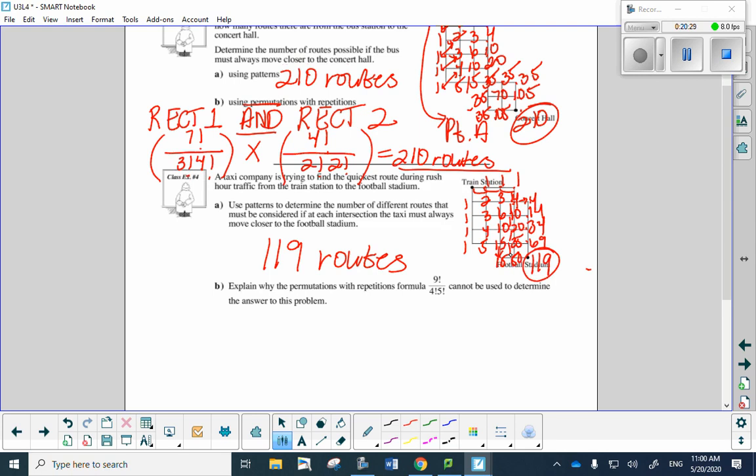They're saying 4 factorial. I said 3 because there's only 3 directly to the right. So we're just going to simply say can't use it because they are not perfect rectangles.